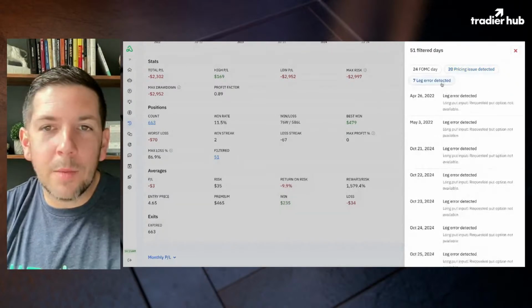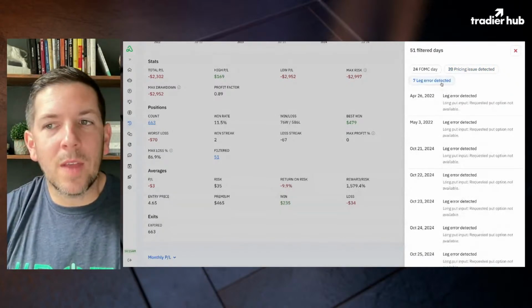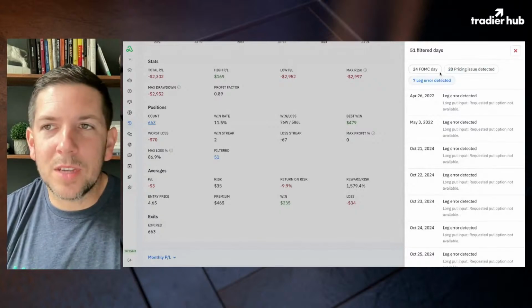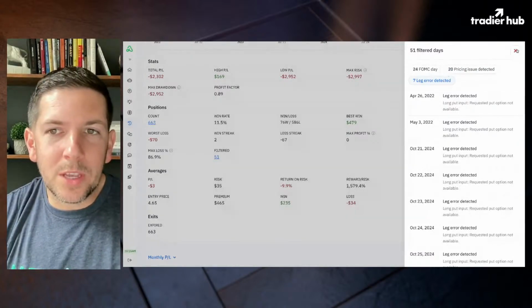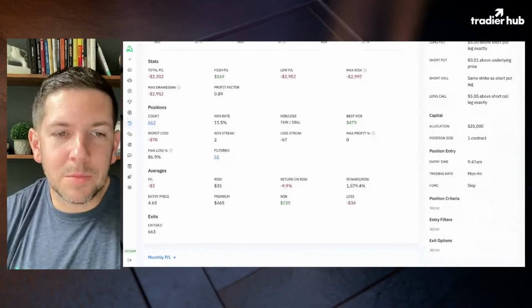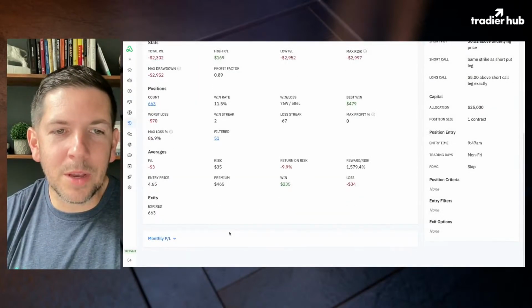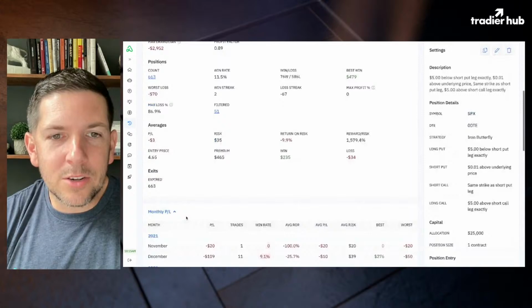Also, if there's no option available, like if there's no $5 leg available, then we filter those out as well. So we didn't have too many, which is good. But again, it's just trying to create a better result for you guys by filtering out some of this stuff. If we go down here to the monthly P&L chart, this is very interesting and very fascinating.